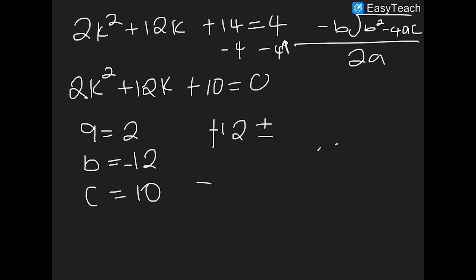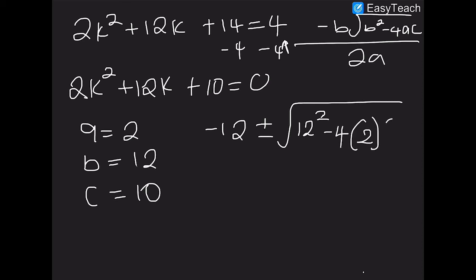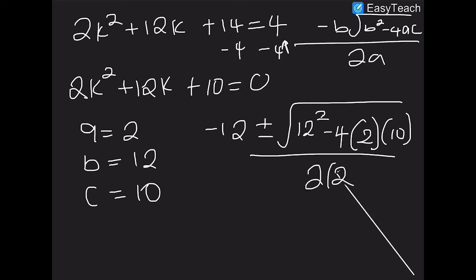Don't decide to just get rid of the positive sign that's supposed to be there. It has a negative in the formula, so it's going to have a negative automatically. But anyway, in this case, it's going to be a negative 12. We're going to have square root, again, 12 squared minus 4 times 10, all over 2. Wow. Over 2. Okay.